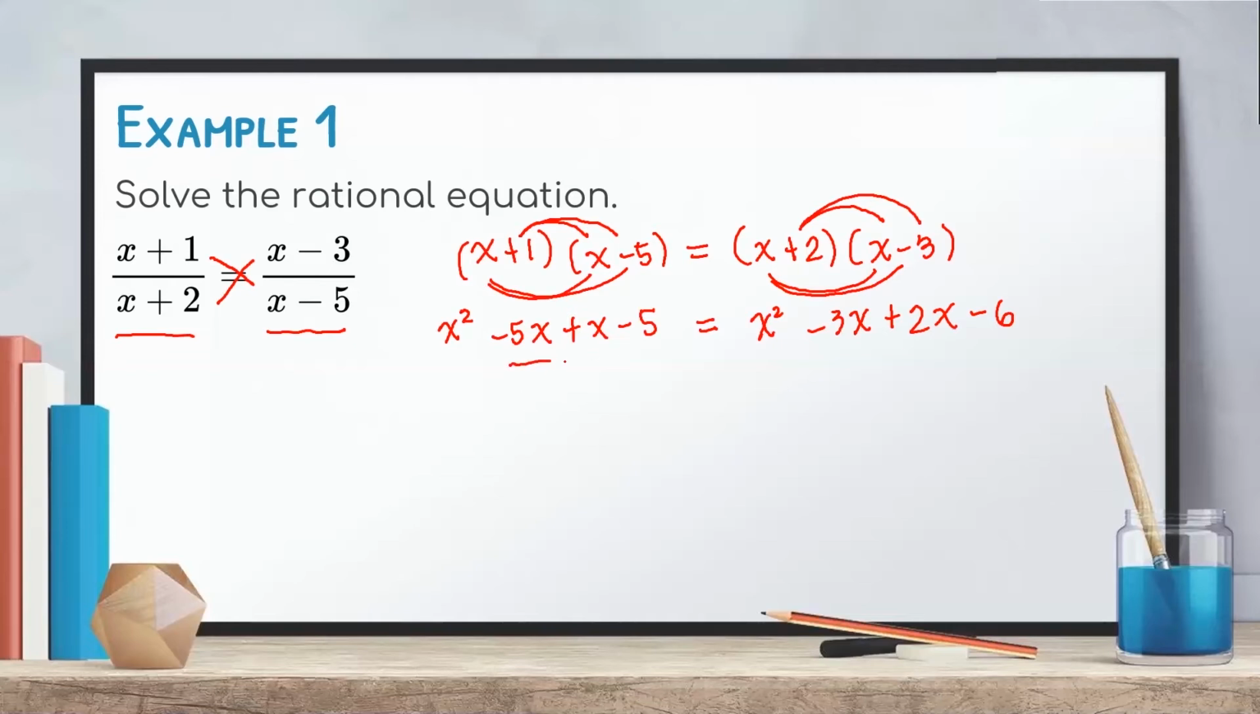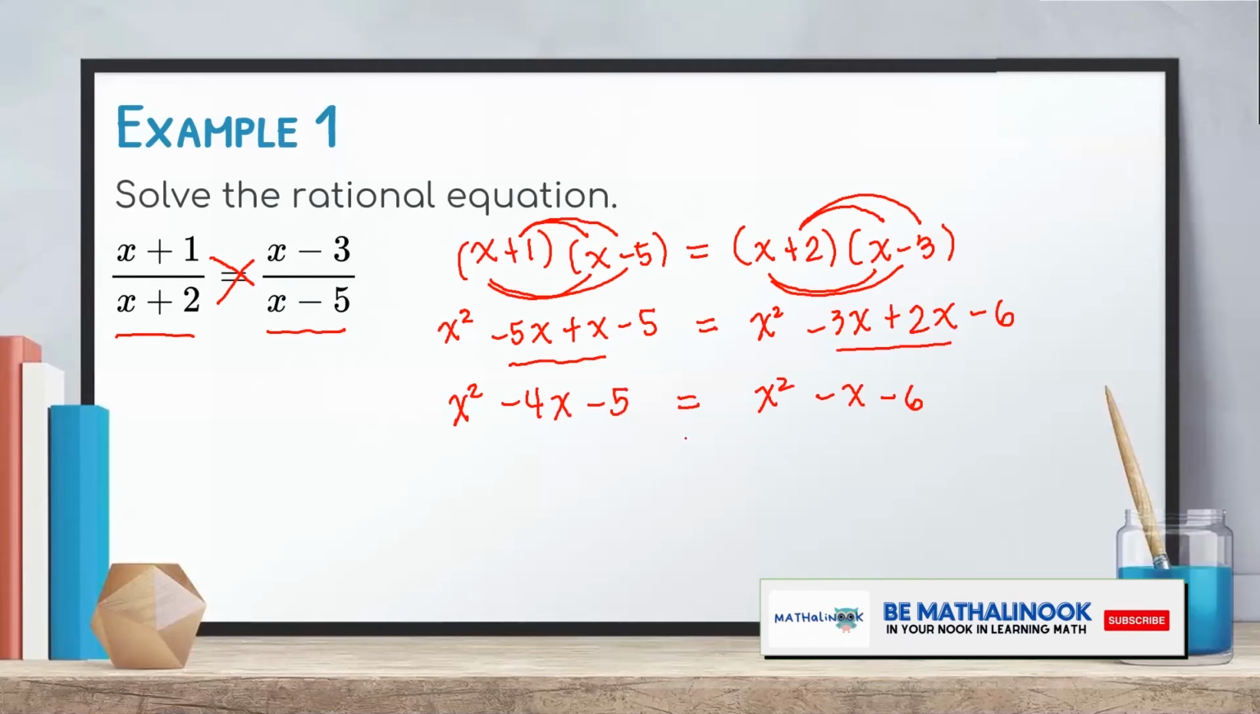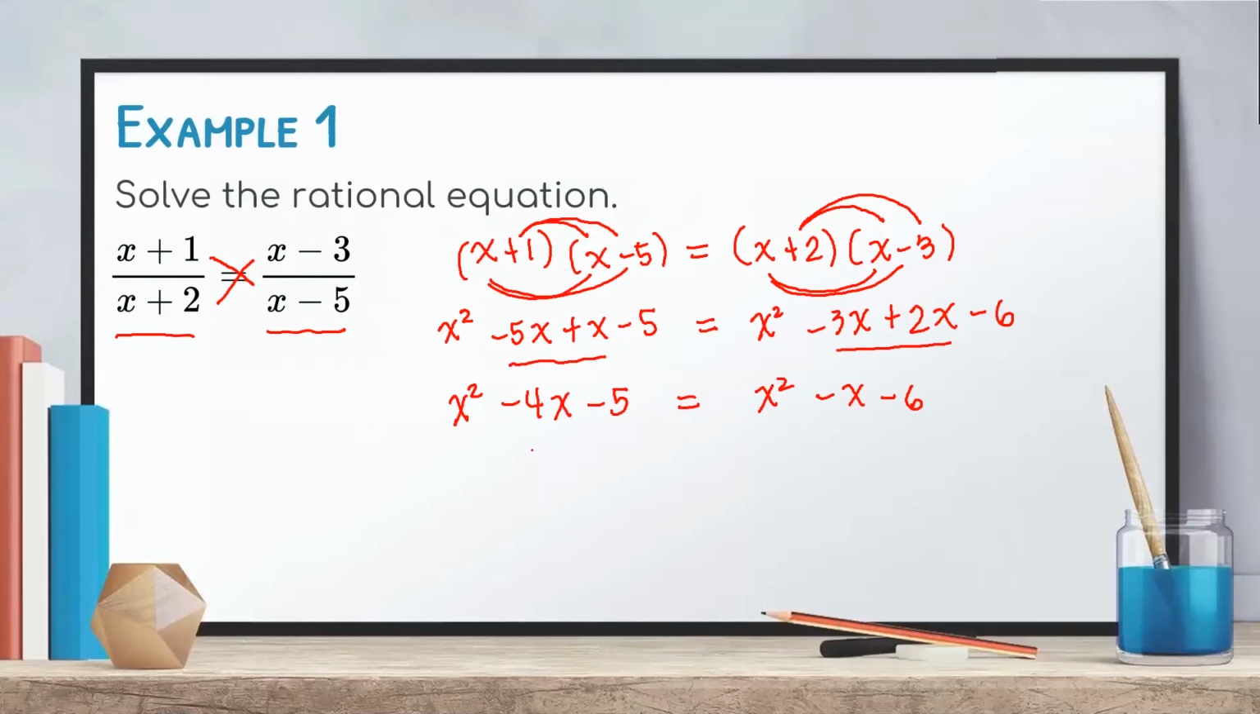Note here that we can combine similar terms. So therefore, we will have x squared minus 4x minus 5 equals x squared minus x minus 6. The next thing that we need to do is to isolate all the terms to the left side of the equation and equate this to 0. So therefore, we will have x squared minus 4x minus 5 minus x squared plus x plus 6 equals 0.